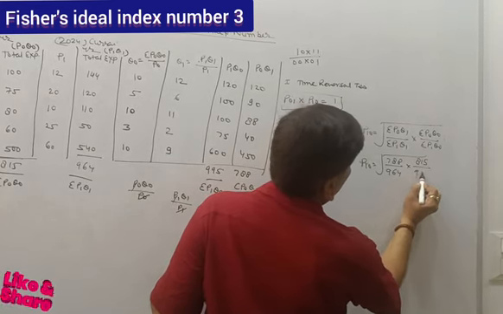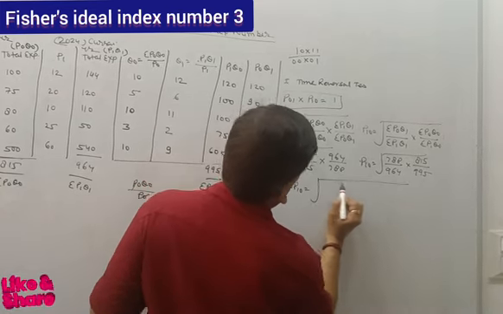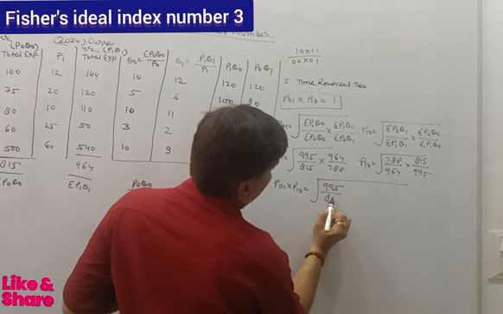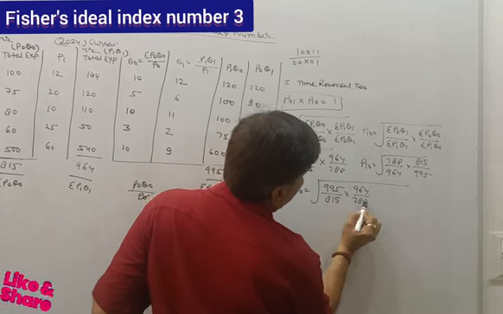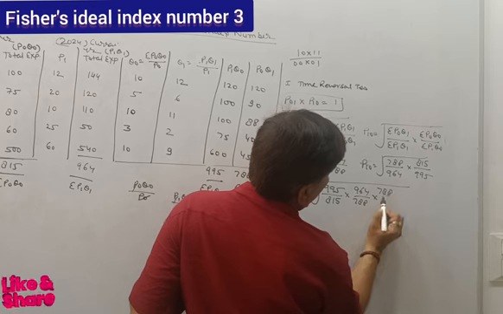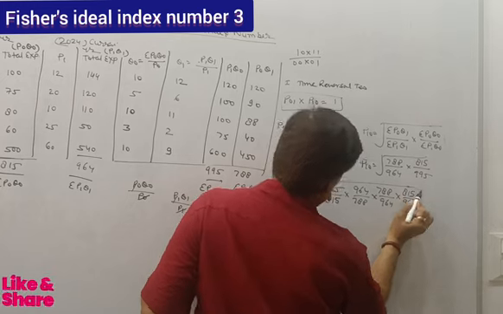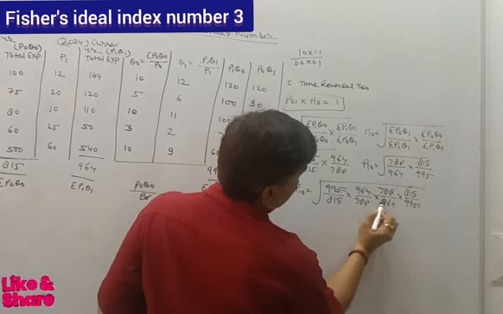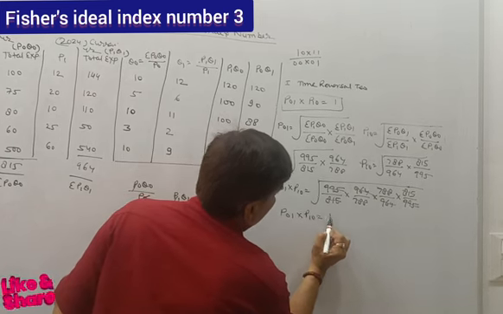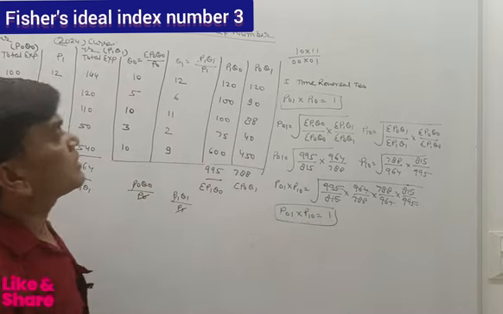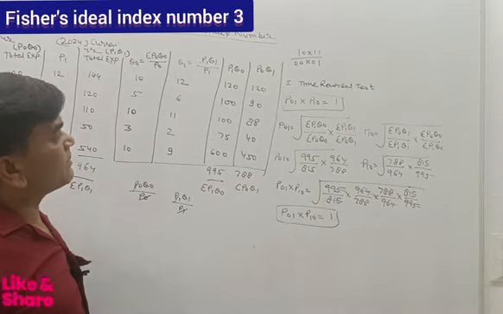So getting P01 multiplied by P10, we have 995 upon 815 multiplied by 964 divided by 788, multiplied by 788 by 964, multiplied by 815 by 995. So that cancels: 995, 788, 964, 815. So P01 multiplied by P10 will be 1. So the first test, the time reversal test, is satisfied by the Fisher's index number.